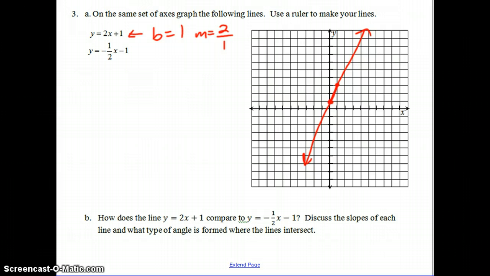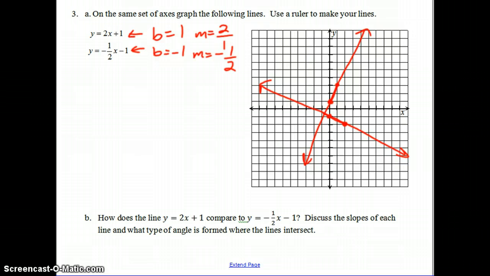Alright, and then the second one, our B is negative 1, and our slope is negative 1 over 2. So from negative 1, go down 1, because we're negative 1 over 2. And we have that line.